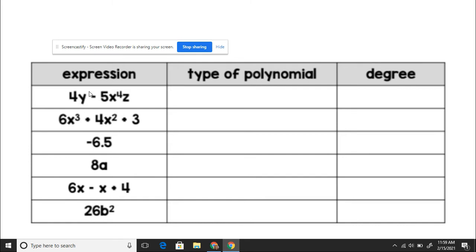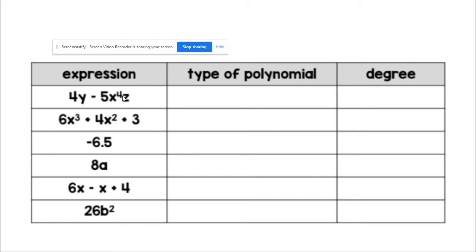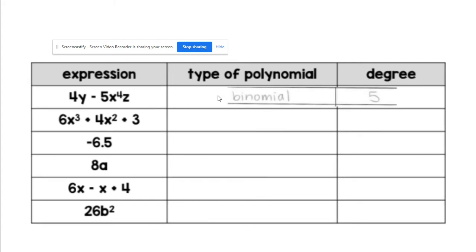So here I have two terms. I have 4y, I have 5x to the 4th z. So the type would be a binomial. The degree is 5 because I added the exponent 4 plus the exponent of 1 on the z, and that is the greatest degree. Here, I have three terms.